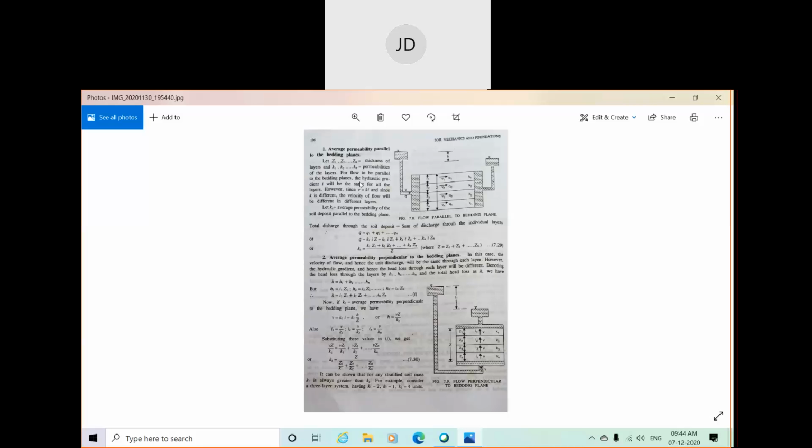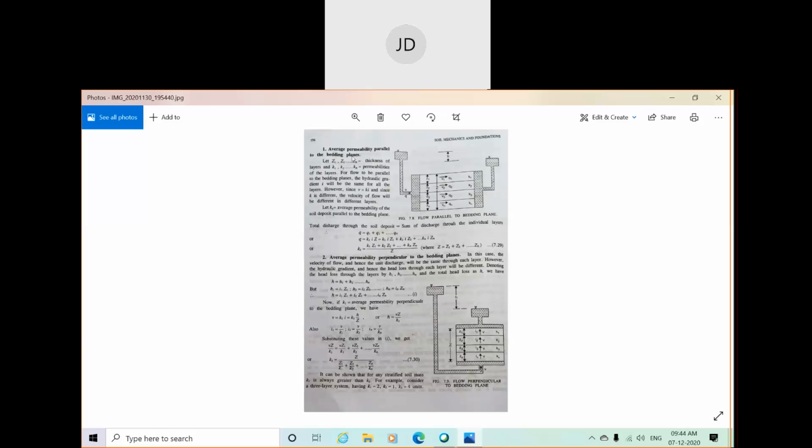So what is the difference between these two cases? From the diagram itself, you will have an idea. Here you can consider this a stratified soil having different layers. Say this is layer 1, layer 2, layer 3, up to layer n. So this is a stratified soil.